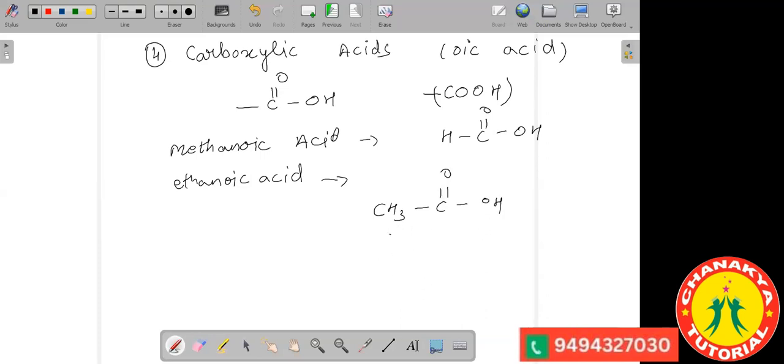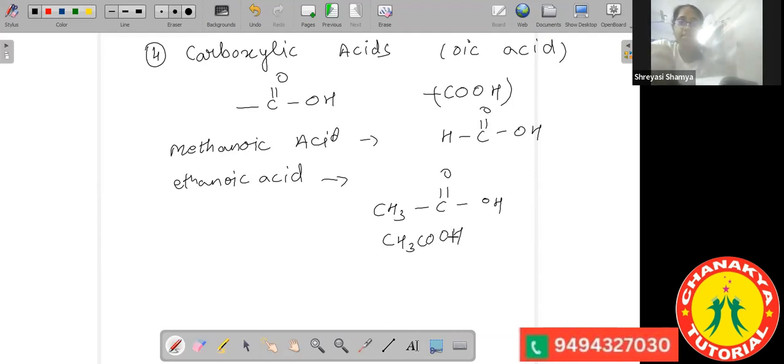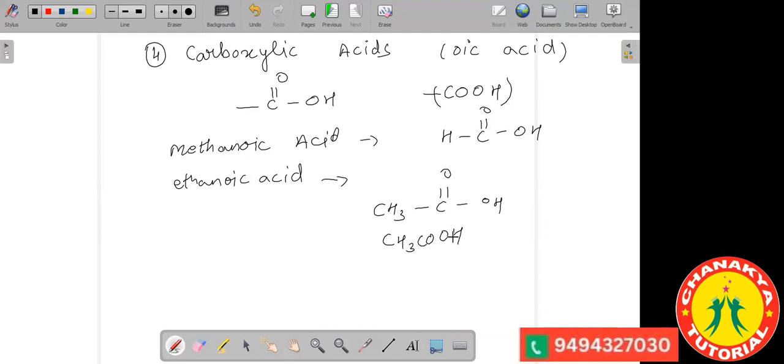Or you will write it as CH3COOH. This is ethanoic acid. Its common name is acetic acid, and it is a constituent of vinegar.